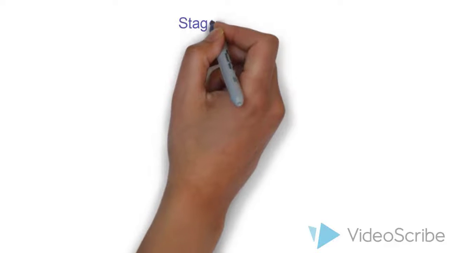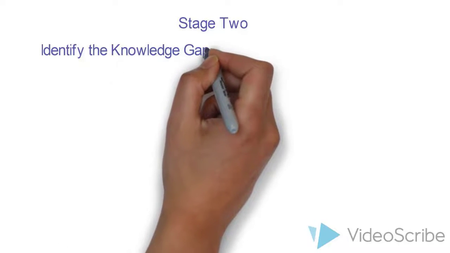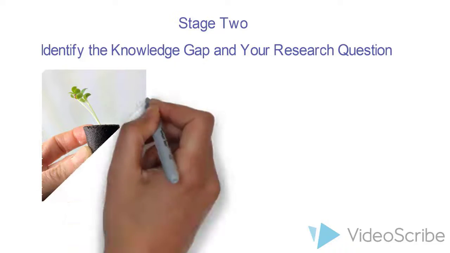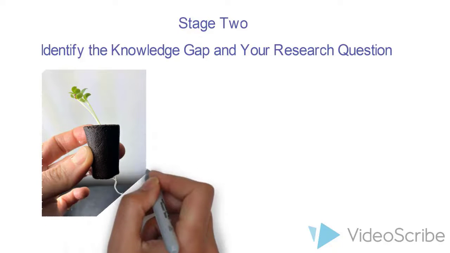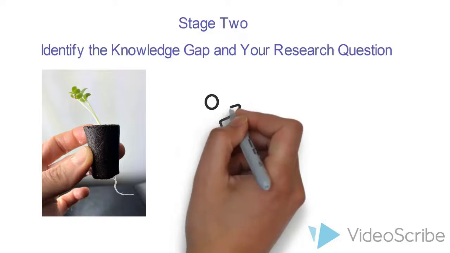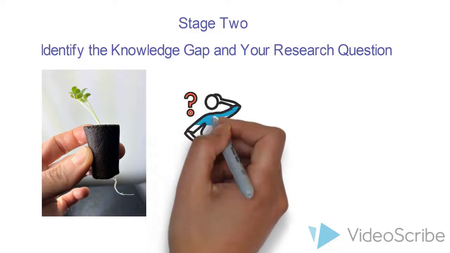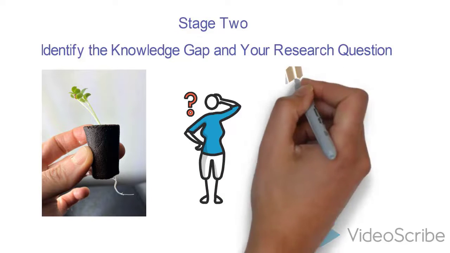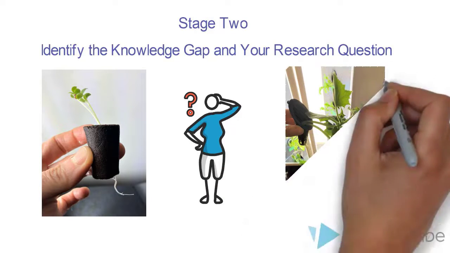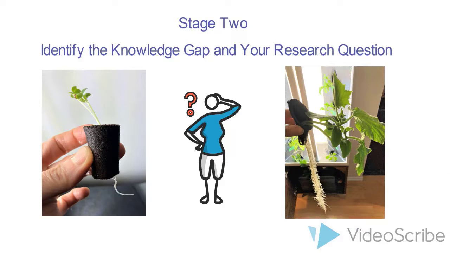Moving on to stage 2. In stage 2, we're going to identify the knowledge gap in your research question. So the knowledge gap is what we don't know. So what we don't know in this experiment is whether the plants are going to grow better if we start them in a coconut base or if we start them in our rock wool. So our research question is basically which one is going to produce a better yield for plants.